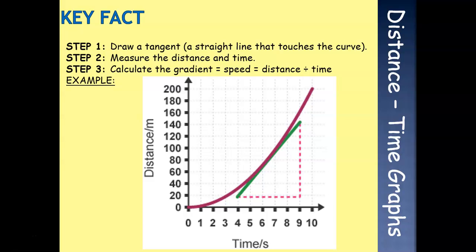So, in order to do this, we need to draw a tangent, a straight line that touches the curve. Measure the distance and the time from the triangle you'll make from that, and calculate the gradient, which is distance divided by time. Pause the video and copy those down.